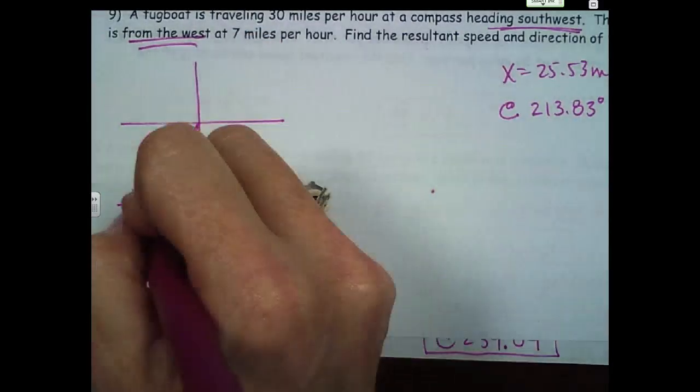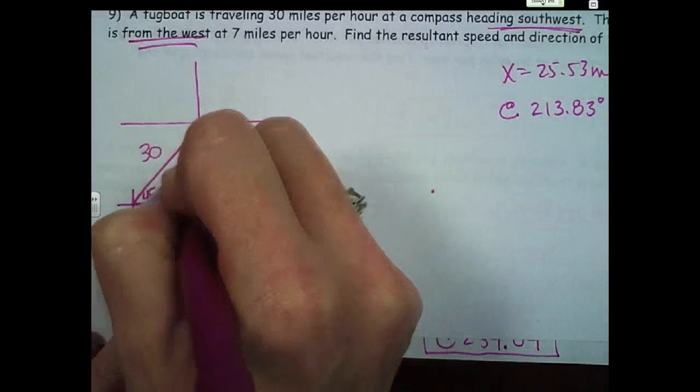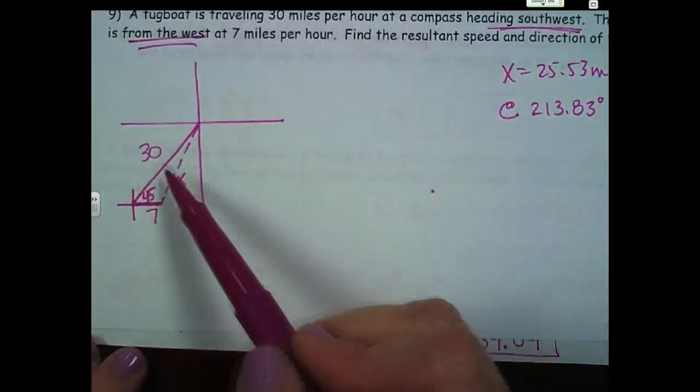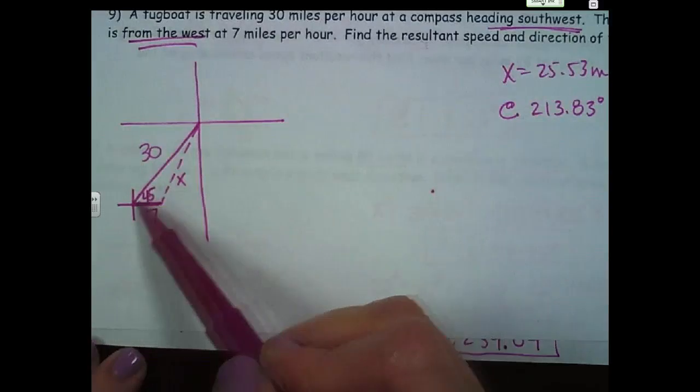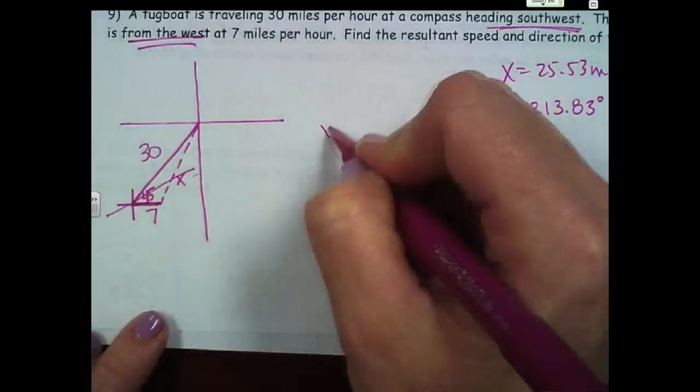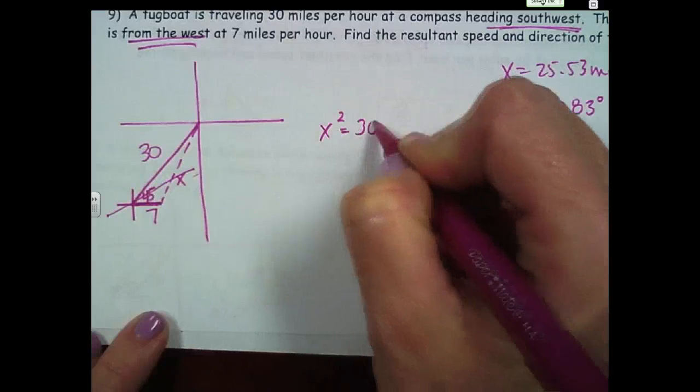This angle, cut it in half so it's 45, and you're going to find x. Remember that you're looking for x. The angle that matches x is 45. See the diagonal across? That's 45. They go together. So x squared equals the two sides.